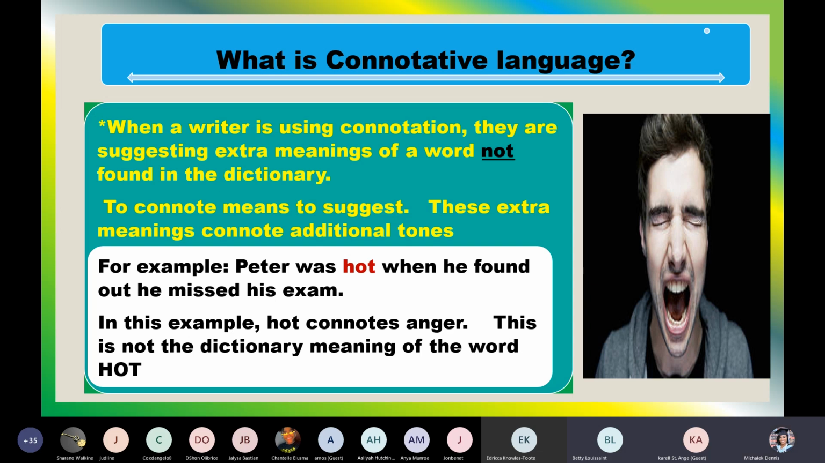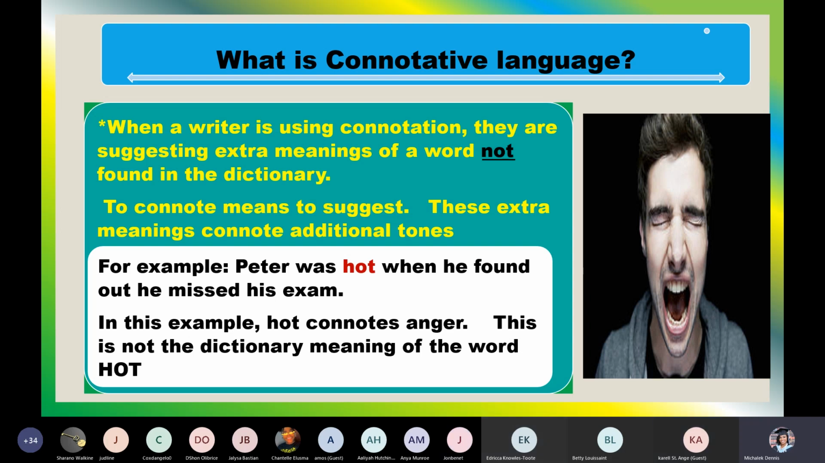Okay, so for example, Peter was hot when he found out he missed his exam. Now, what do we mean by Peter was hot? What do we mean by he was hot? Angry. Anyone else? He was angry. Give me another word. He was vexed. Upset. Oh, Bahamian vernacular.